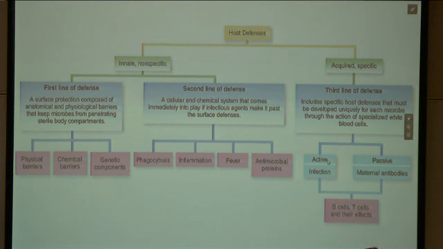So you can have active or passive third line of defense immunity, and active would be gaining that immunity due to having the infection. Specific antibodies, passive, of course, are maternal antibodies that are received from your mother.